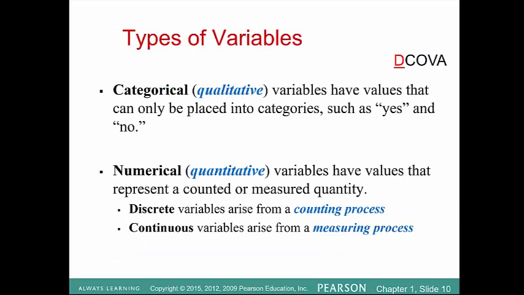Variables are divided into two major groups. Categorical, which are qualitative variables, have values that can only be placed into categories, such as yes and no. Numerical or quantitative variables have values that represent a counted or measured quantity. Discrete variables arise from a counting process. Continuous variables arise from a measuring process.